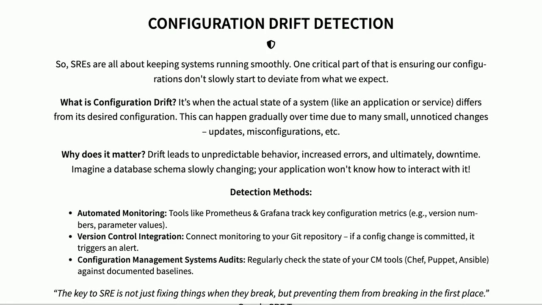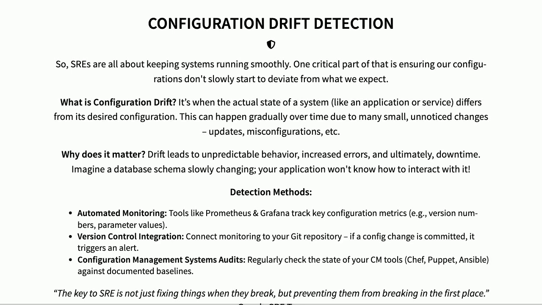Okay, let's talk about configuration drift, a really important concept for any site reliability engineer. Essentially, it's when your systems slowly start to stray from their intended state. Think of it like a ship gently drifting off course. It sounds small at first, but over time, that little drift can lead to some big problems. We want to catch this early because configuration drift causes unpredictable behavior, more errors, and ultimately downtime.